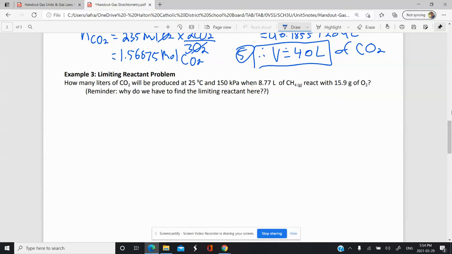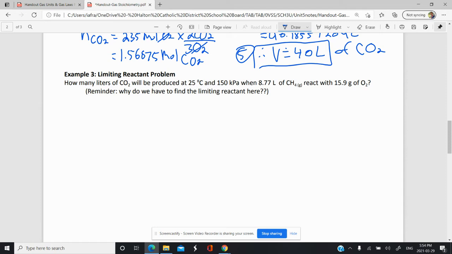In this video, we're going to continue the lesson on stoichiometry with the ideal gas law. We're going to do example 3 now, where we have a limiting reactant problem. So let's go ahead and start reading. How many liters of CO2 will be produced at 25 degrees Celsius and 150 kPa when 8.77 liters of CH4 react with 15.9 grams of O2?